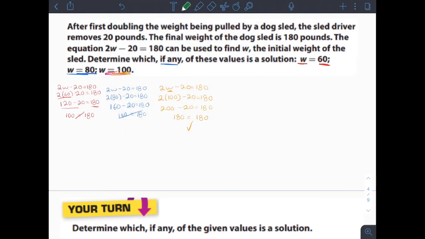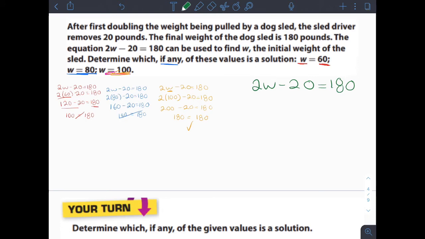And grab your equation and solve for W. And this is what we did Monday and Tuesday, okay? So we should be fine. We know what to do. We have our 4 steps.